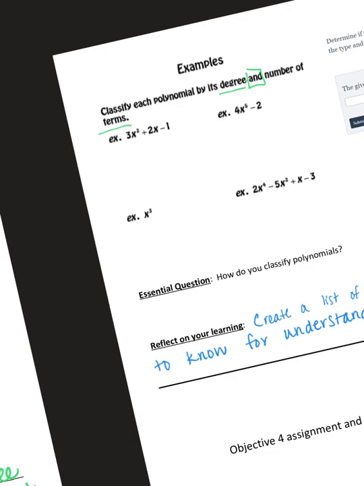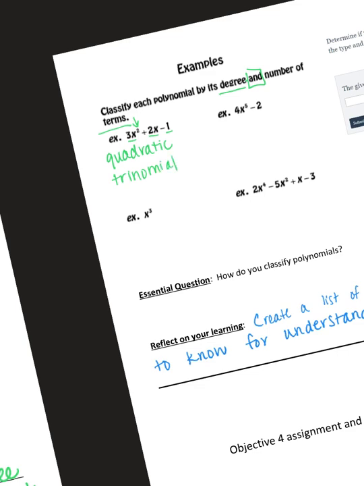And we want to make sure that everything's written in standard form, meaning that the highest exponent is written first. So for this first example, 3x squared plus 2x minus 1. First we're going to identify the degree. The degree is 2, that's the highest it goes, so that's a quadratic. And it has 3 terms separated by addition and subtraction, so we call that a trinomial. So this is a quadratic trinomial.